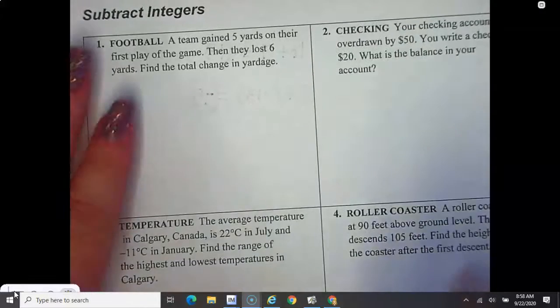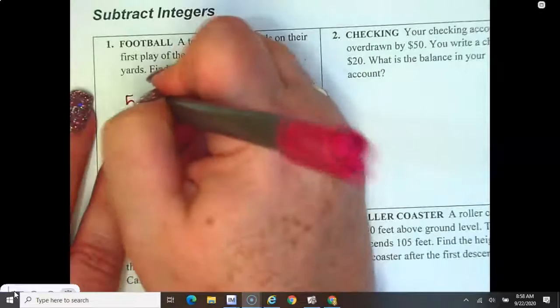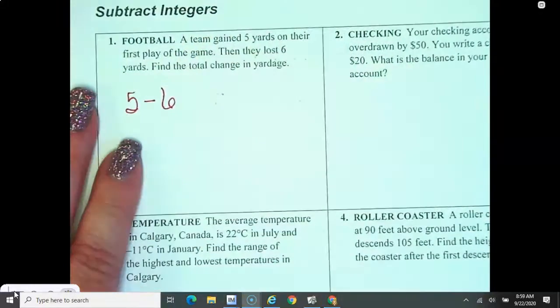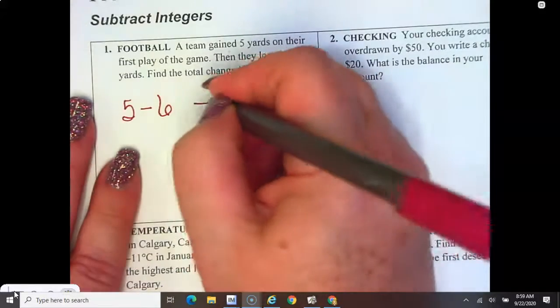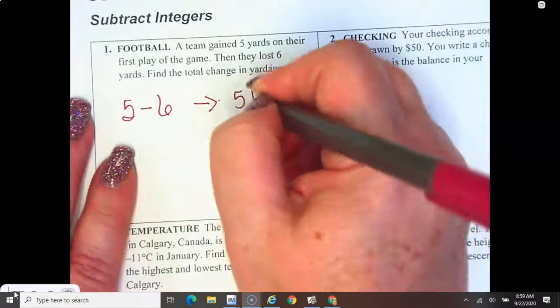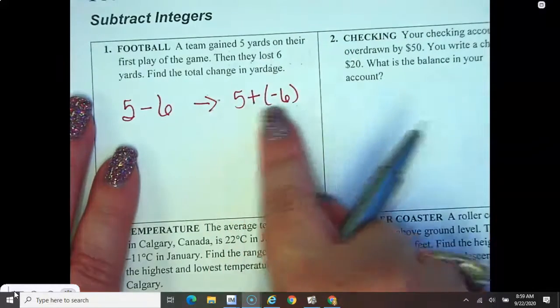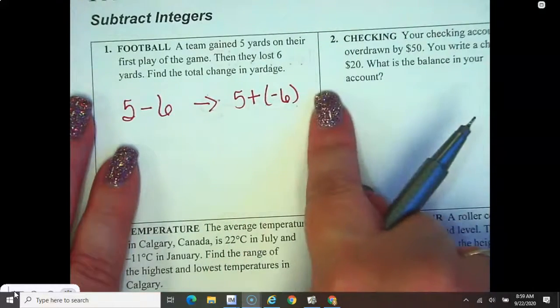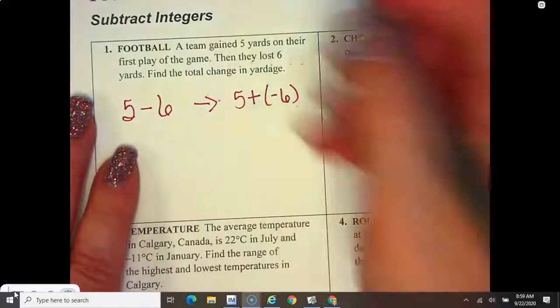All right. So they gained 5, so that's a positive. And then they lost 6. That is a negative. So we're writing them as subtraction problems. When we were writing them as addition problems, what would that have looked like? It would have been 5, and then we went negative 6, right? So in the last section, we would have written it like that. Here, we're writing it as a subtraction. Are those the same problems?